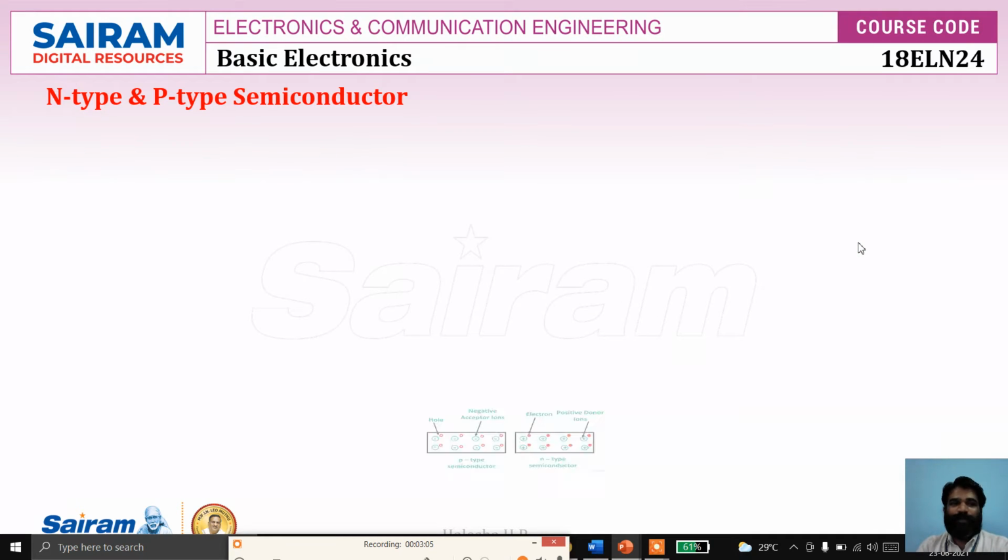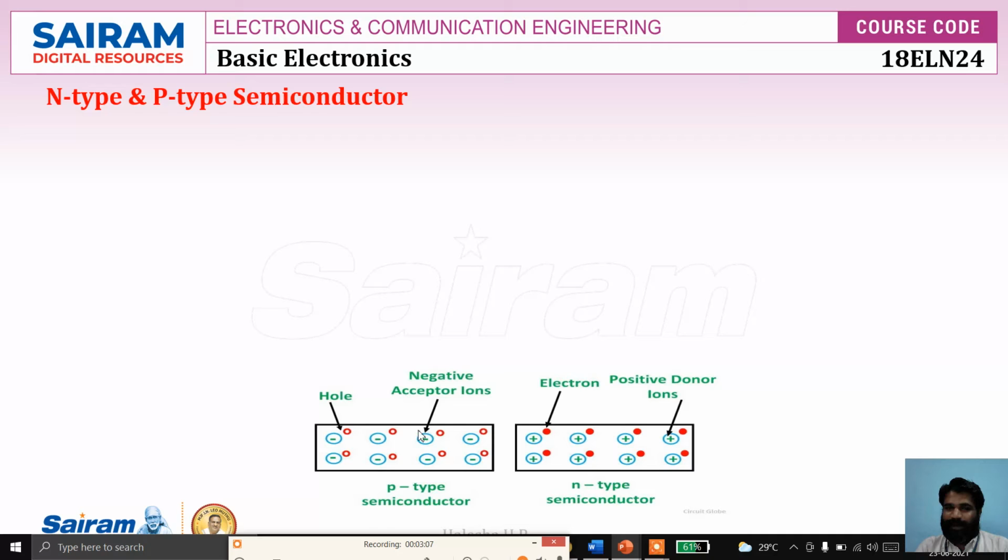So let's see. This is P-type semiconductor. These represent the holes, and these represent the negative acceptor ions. When the electron is accepted, it becomes a negative ion. And here, this represents the electrons, and this represents the positive ions. When the electron is released, it becomes a positive atom, a positive ion.